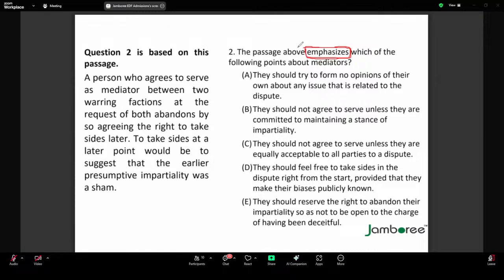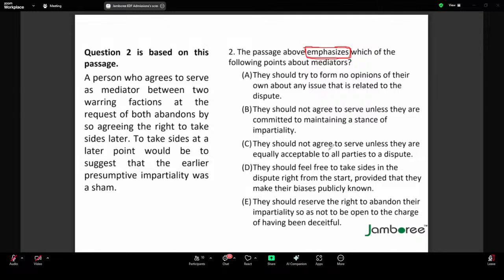If you're agreeing to be a mediator, the whole point of a mediator is to be a referee or umpire. Well, one thing you can't do is take sides, right? To take sides later would suggest that the earlier presumptive impartiality and fairness was a sham, fake, pointless. So the passage is emphasizing the point: don't call yourself a mediator when you're going to take sides, because that will be a sham. That will be completely pointless.